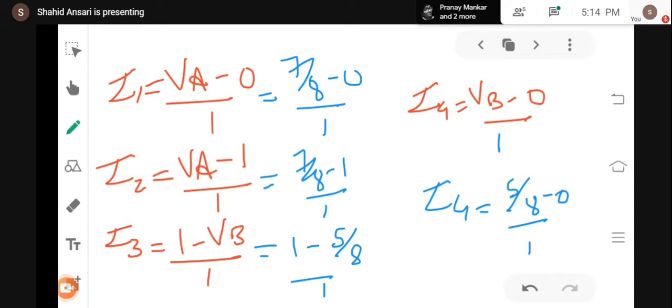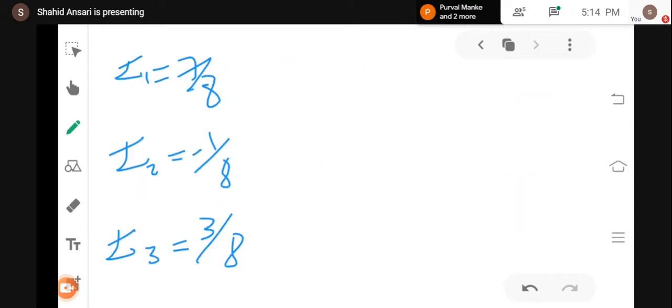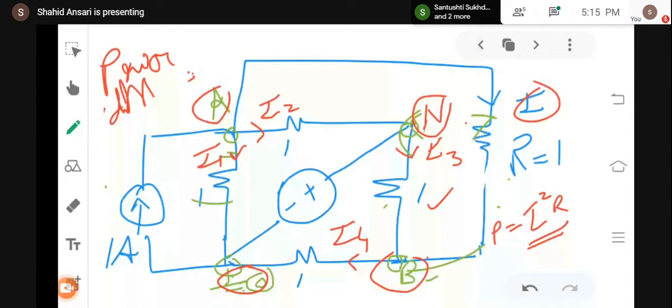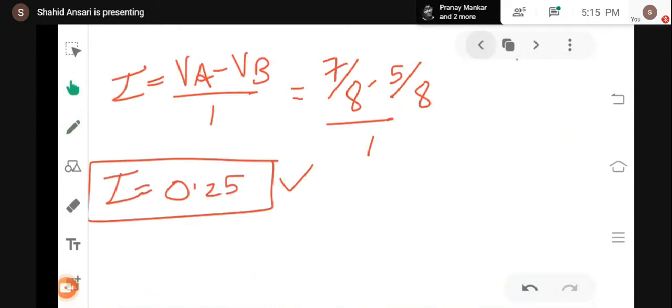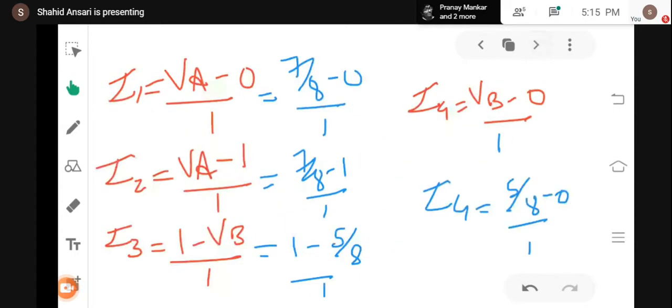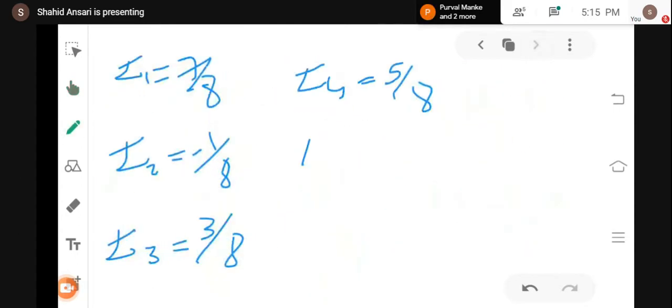Okay, so this will again be 5 by 8. So I4 is 5 by 8. Now we need one more current, which is I. What is the value of I? We have already calculated the value of I. What was it? 0.25. The value of current I is 0.25.